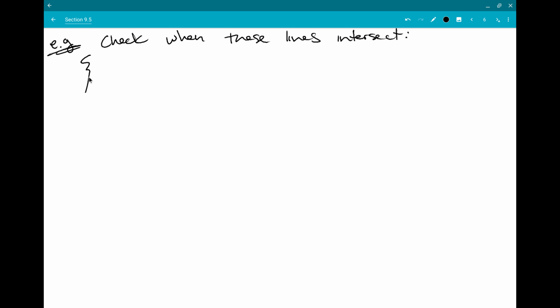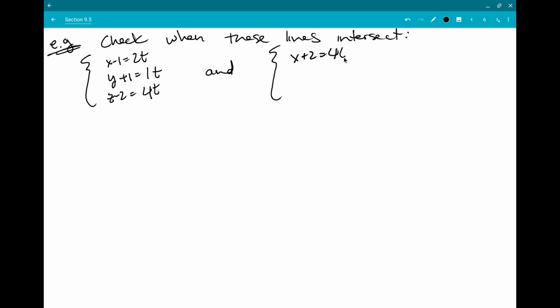The two lines we're going to think about are x minus 1 equal to 2t, y plus 1 equal to t, z minus 2 equal to 4t. Oops, forgot my t's there. And x plus 2 equal to 4s, y equal to minus 3s, and z minus a half equal to minus s. So that's two equations for lines.